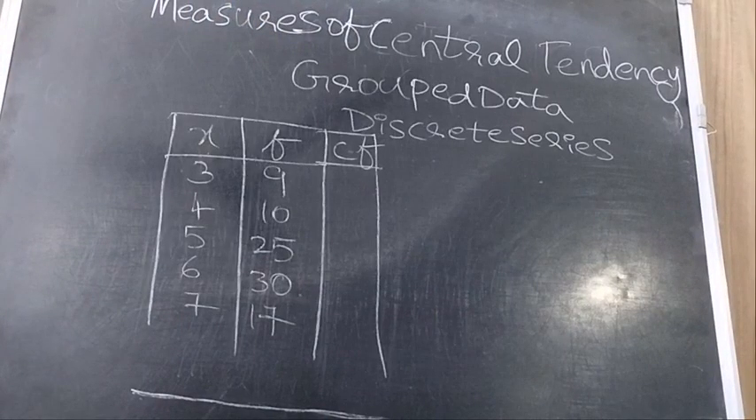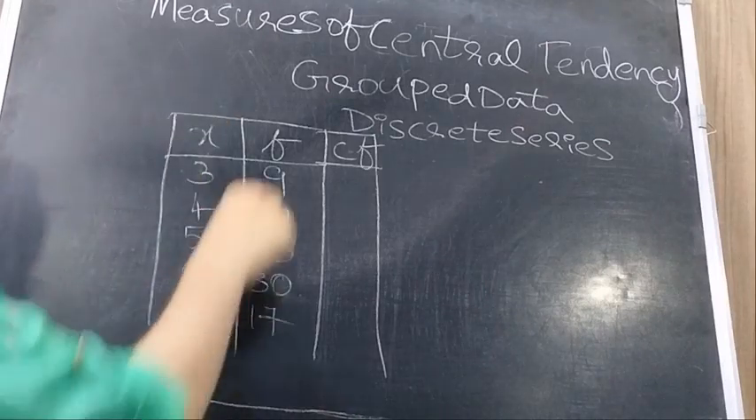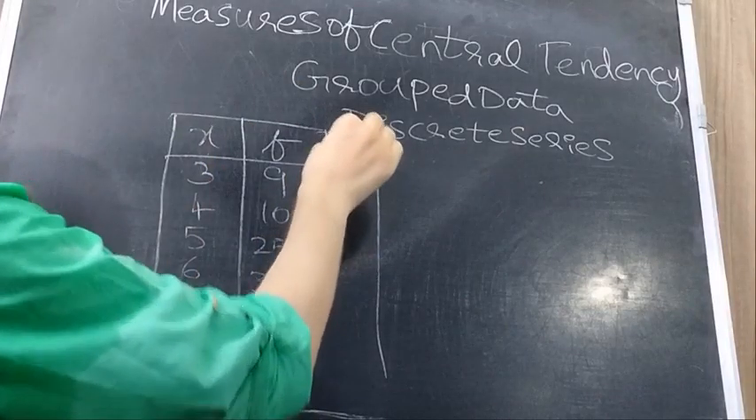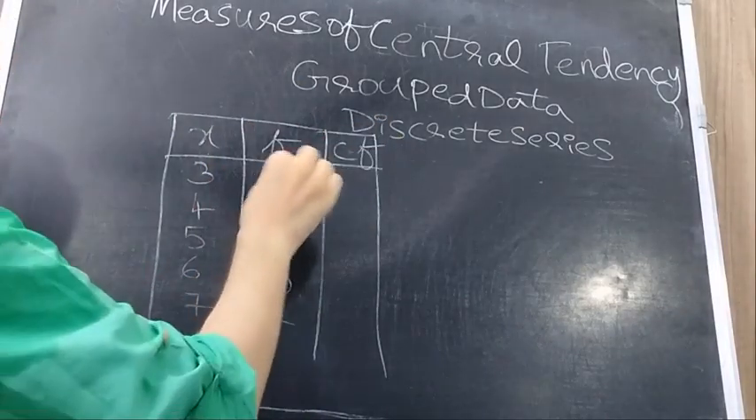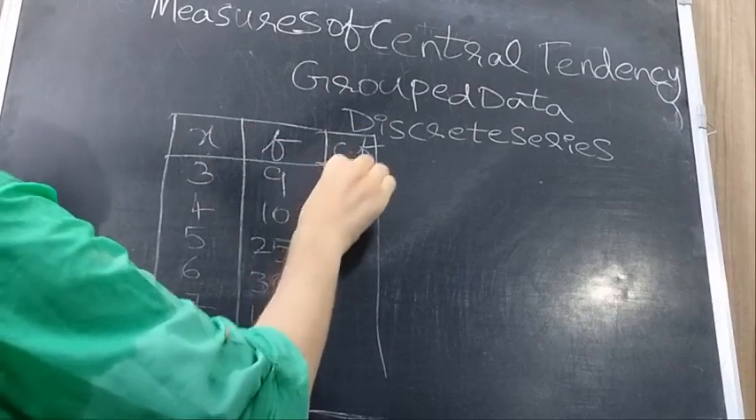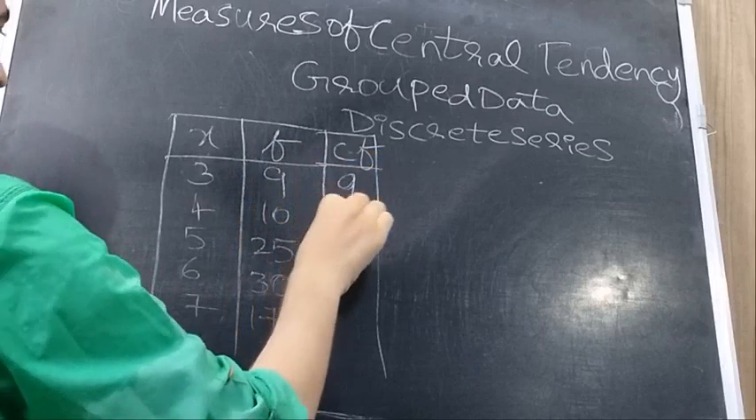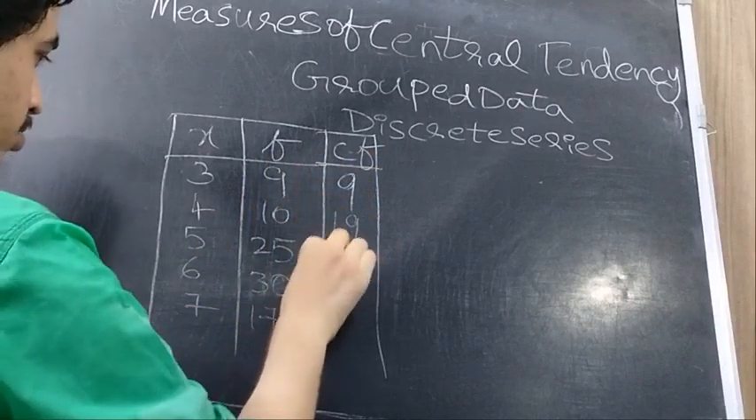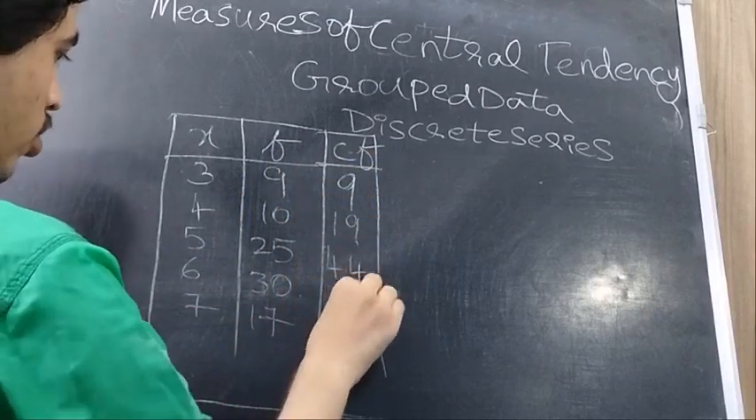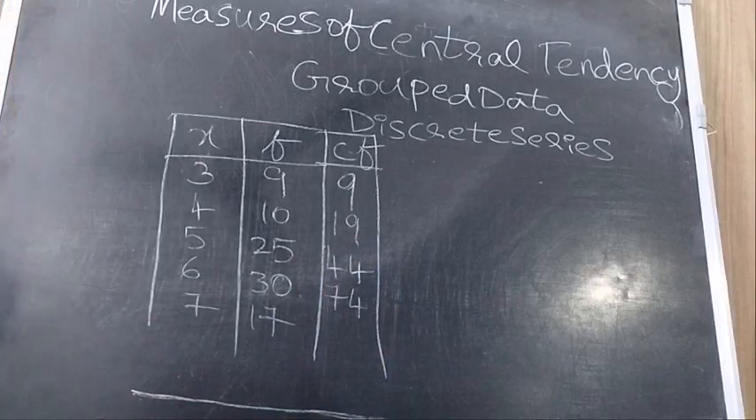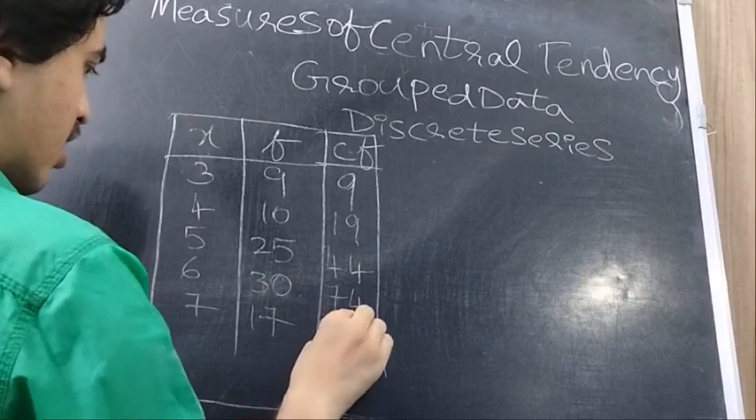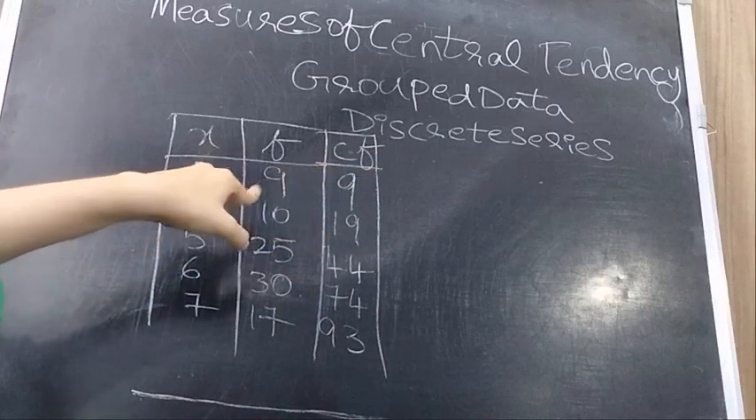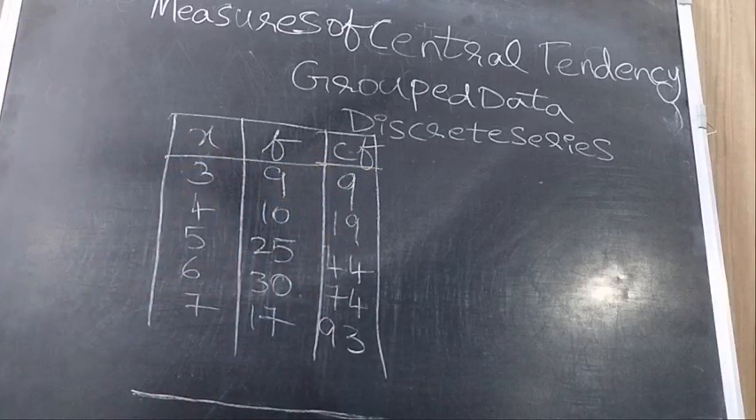Now we will see the median in the discrete series. It will give the x column and f column. To find the median in the discrete series, we have to calculate the cumulative frequency first. Cumulative frequency means adding the values from the top. That is first 9, 9 plus 10, 19, and 19 plus 25 is 44, and 44 plus 30 is 74, and 74 plus 17 is 93.